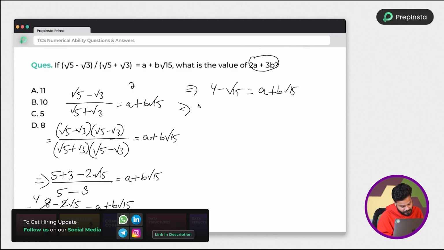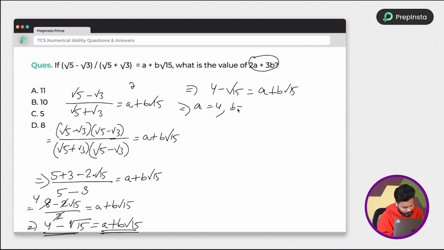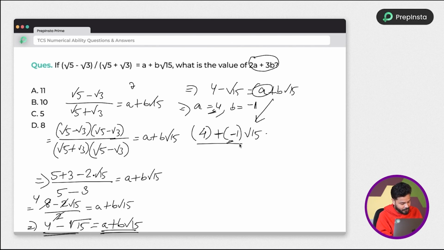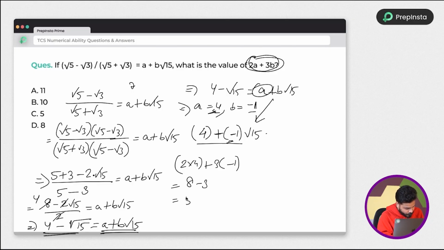I can simply say that a is 4 and b is minus 1. But for people who take a little more time, let me write it as 4 plus minus 1 root 15. If I compare this and this, what is a? a is 4, and b is minus 1. So I've got the values of a and b. I have to find the value of 2a plus 3b. So 2 into 4 plus 3 into minus 1, that's 8 minus 3, which is equal to 5. So that's the answer. It was pretty simple, right?